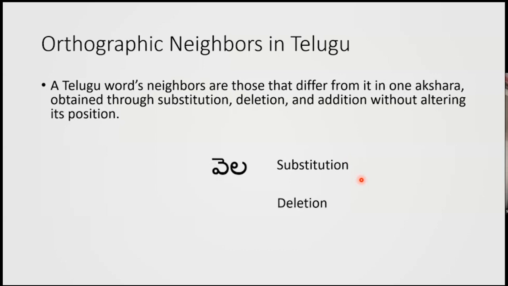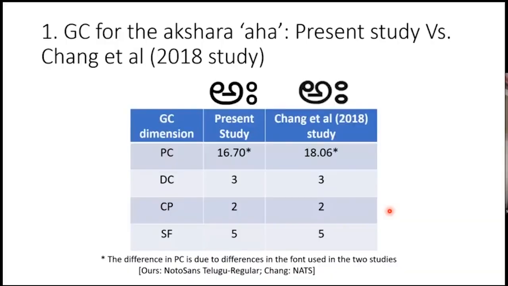So this is a neighbor, and by deletion, yeah, deletion of that circle will get a different, meaningful word. And by addition, also we can get other meaningful words. So this way we define the neighborhood of a word. Next slide.